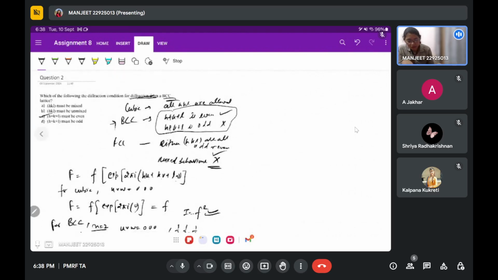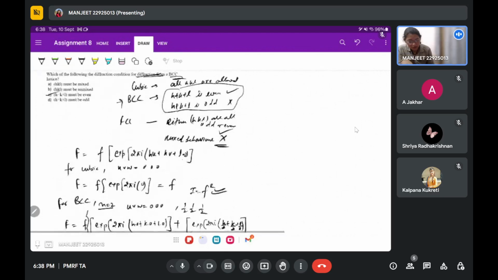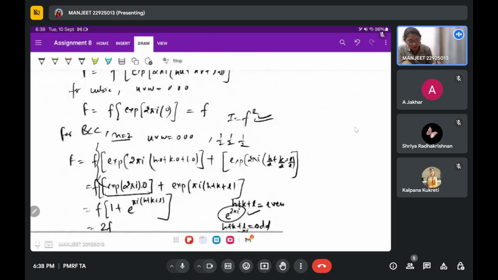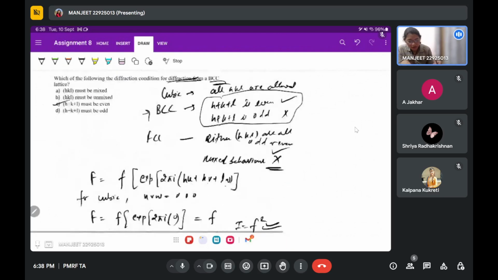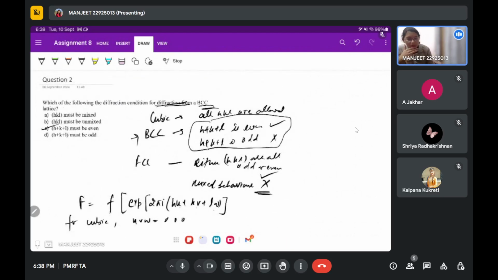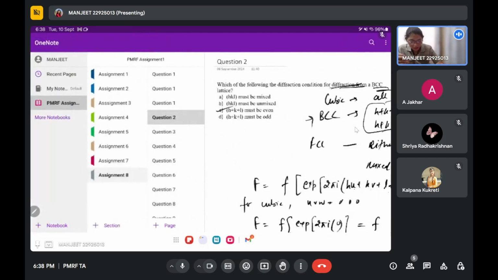So here it is asked about the BCC. For the BCC, H plus K plus L must be even. If it is odd, then it is not giving you any intensity. So C is the correct answer. Okay, let's move to the next question.